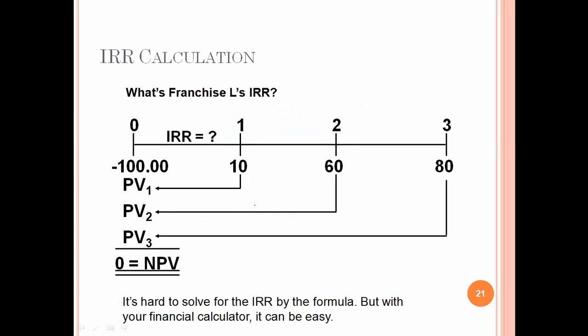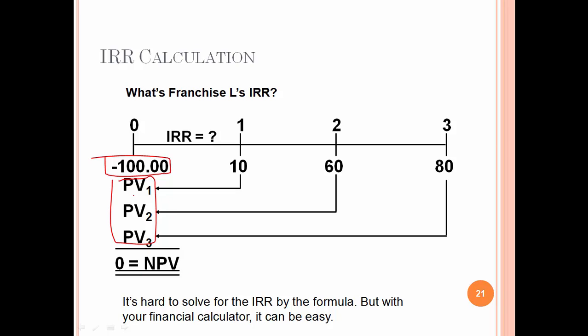So if we look at this timeline for project L, what is project L's IRR? To solve for this IRR, we know the cash outflow, or say the cost, is 100. If we calculate the present value of the first year, the second year, and the third year, these three present values together should equal 100. Or say these three present values plus a negative 100 should be 0. That's why we have a 0 NPV.